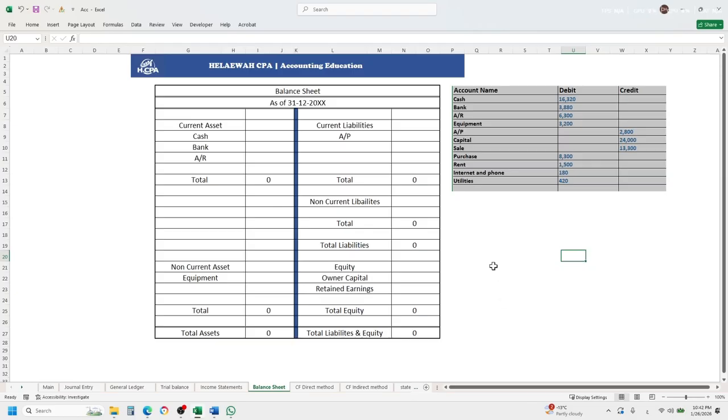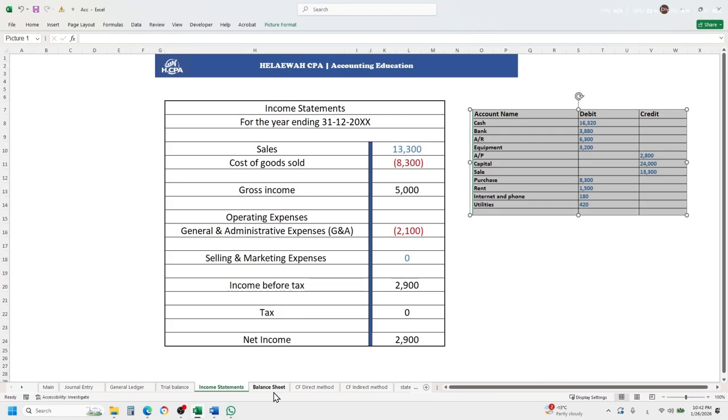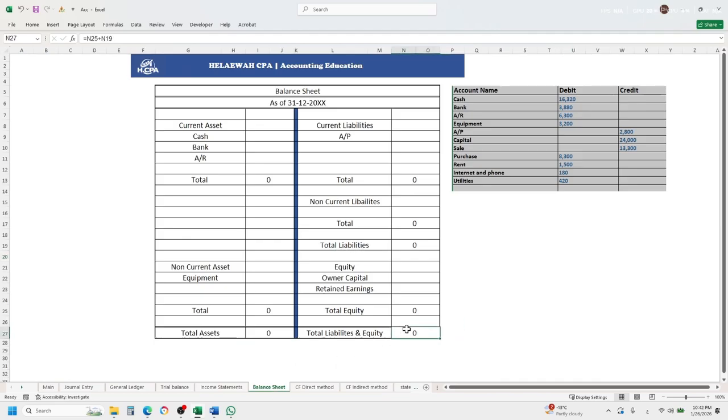Moving in this lesson to the balance sheet, we previously talked about it in other lectures. We're gonna bring all the numbers here from the trial balance. Only the retained earnings, we're gonna bring from the income statement. So we're gonna see if our total assets equal total liabilities plus equity.